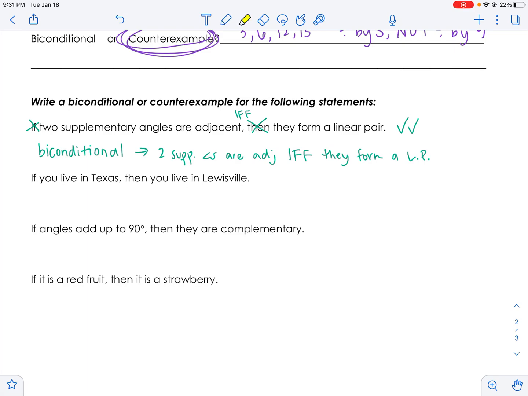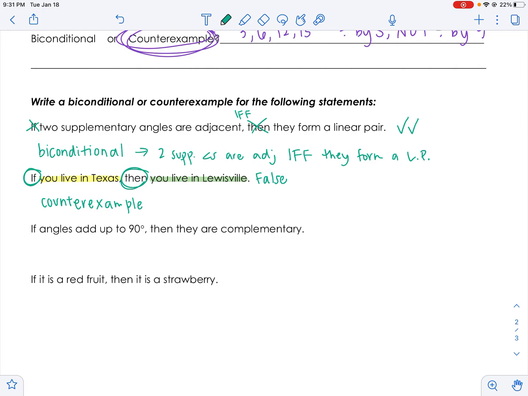So let's take a look at the next one. If you live in Texas, so there's my hypothesis, you live in Texas. So if you live in Texas, then you must live in Louisville. I'm going to give you a minute to think. Is that true or is that false? If you live in Texas, then you must live in Louisville. Okay, well, hopefully you said false because you're thinking about yourself. So this would be an example where I can't have a biconditional, but I have a counterexample. I need something that disproves it.